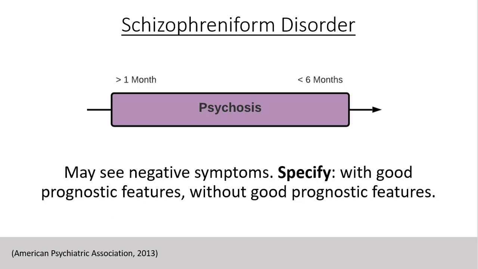With good prognostic features means that 2 of the following are present. Onset of predominant psychotic symptoms within 4 weeks of the first sign of unusual behavior. Confusion or perplexity. Satisfactory premorbid social and occupational function. And absence of blunted or flat affect. Without good prognostic features applies to individuals that do not demonstrate two or more of the previously mentioned features. These prognostic features also apply to schizophrenia, which we will discuss next.